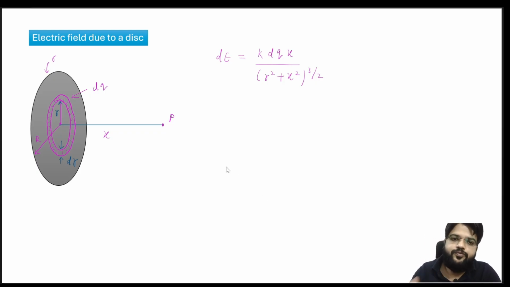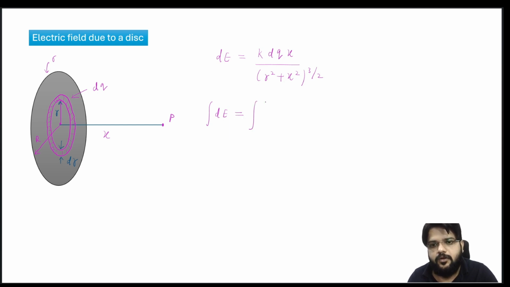Now we want it due to this full disk, so we need to integrate on both sides. So we are integrating dE equal to K dq x by r square plus x square 3 by 2. And what is the limit of integration? 0 to R. All right, this is the limit of integration.